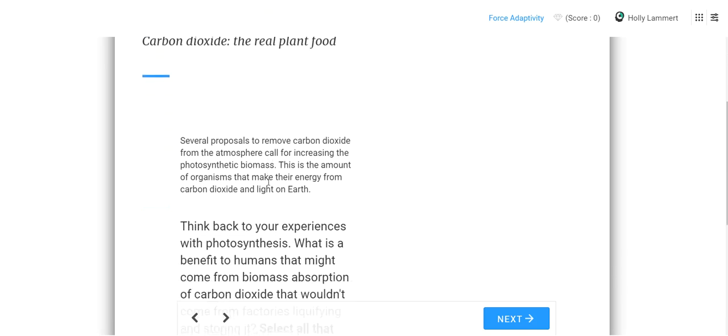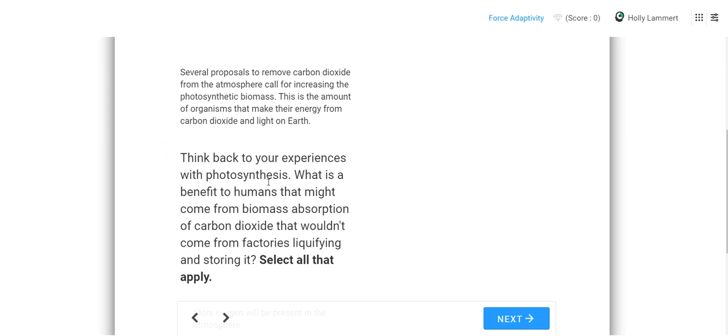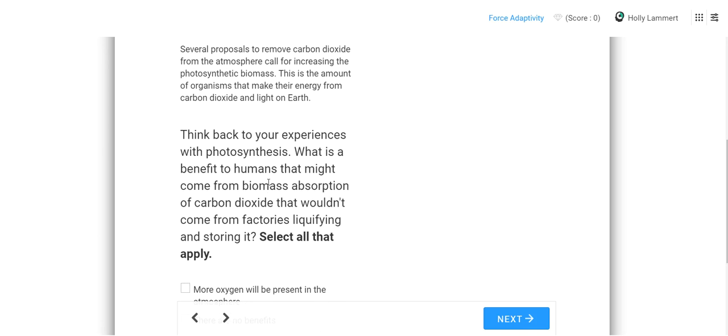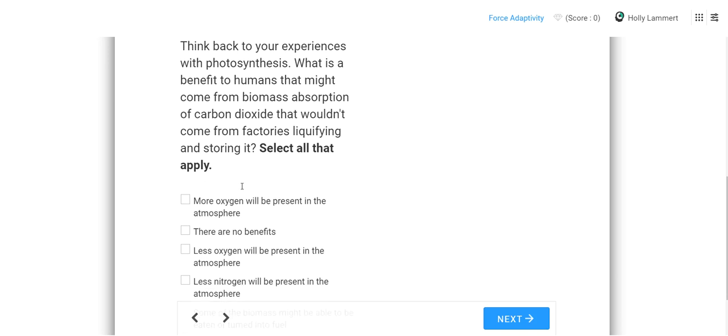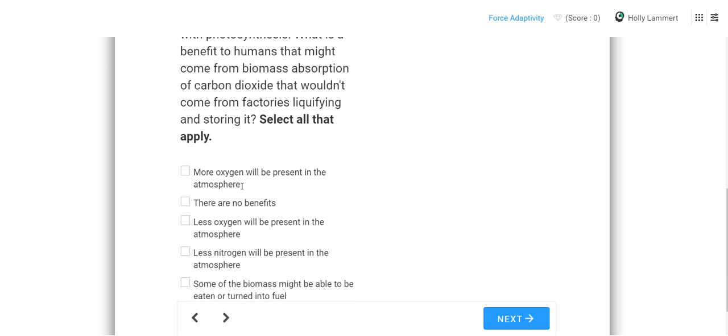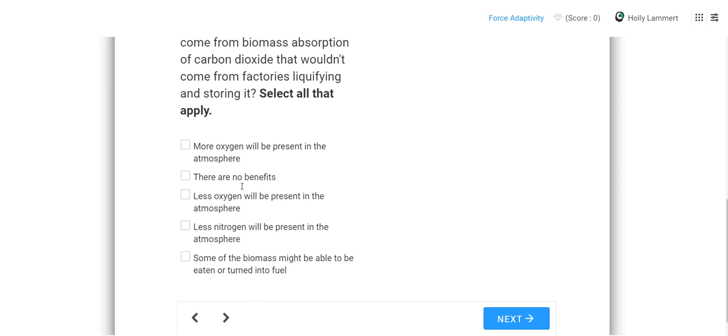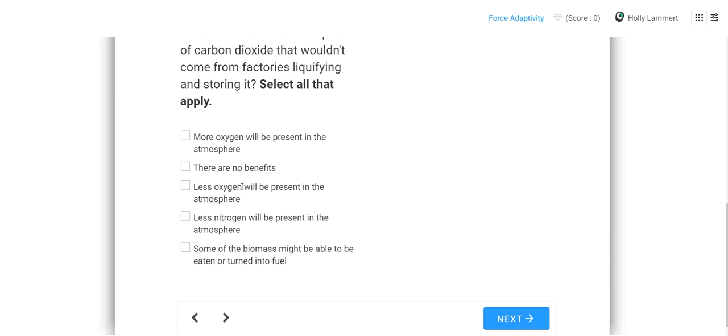Carbon dioxide, the real plant food. Several proposals to remove carbon dioxide from the atmosphere call for increasing the photosynthetic biomass. This is the amount of organisms that can make their energy from carbon dioxide and light on Earth. Think back to your experience with photosynthesis. What is the benefit to humans that might come from biomass absorption of carbon dioxide that wouldn't come from factories liquefying and storing it?